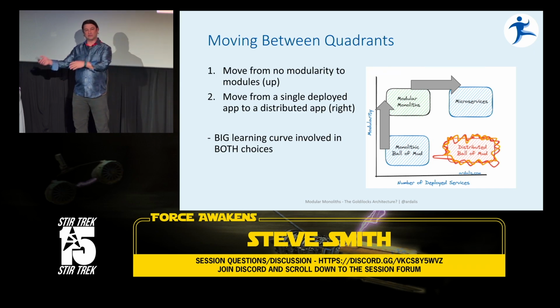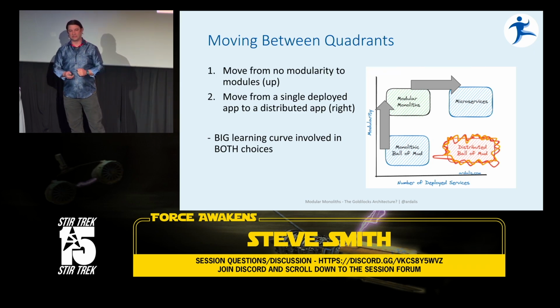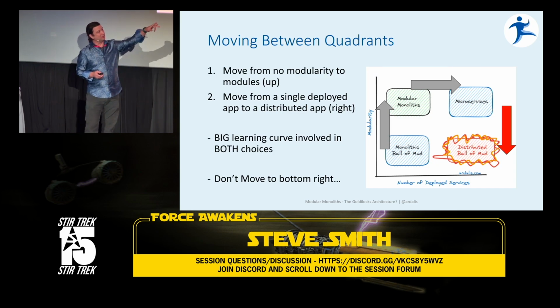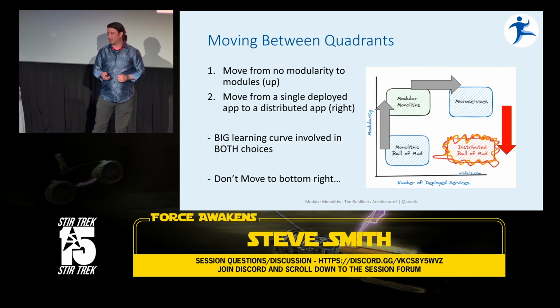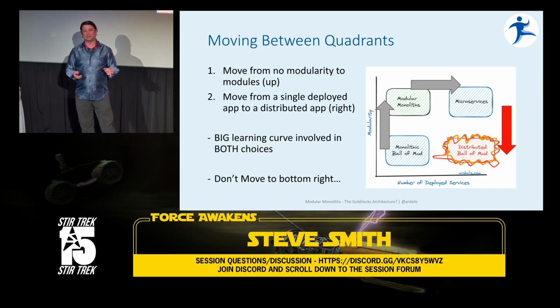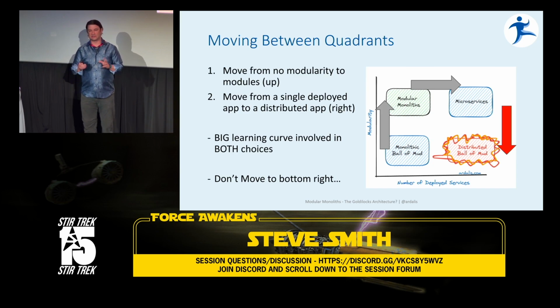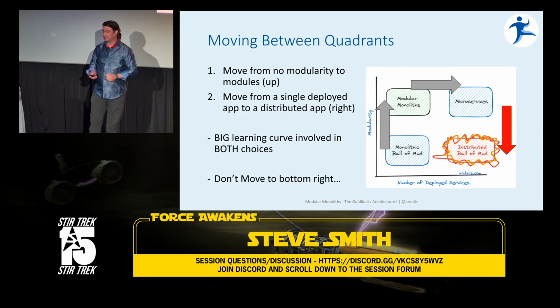And then when you go to a distributed system, you've got a whole host of things you've got to learn about that. The thing you want to avoid is moving down then to the distributed ball of mud, the distributed monolith. That's the worst of all worlds, right? Now you've got all the problems of a distributed system, and everything is tightly coupled together and has to be deployed at the same time, and you're still getting called at 3 o'clock in the morning because things are on fire, and it's not a good place to be.